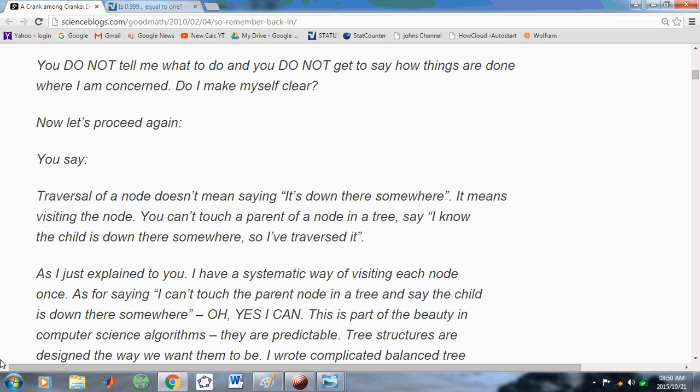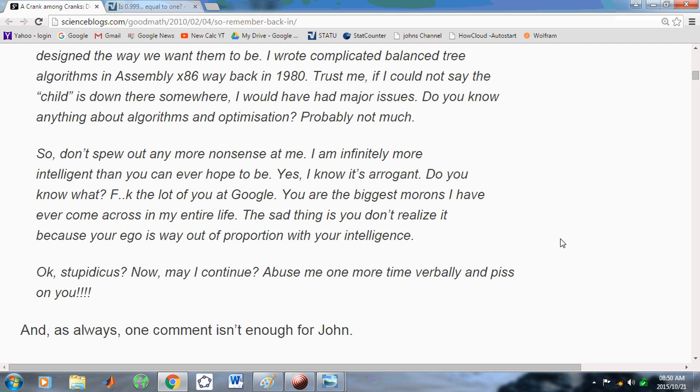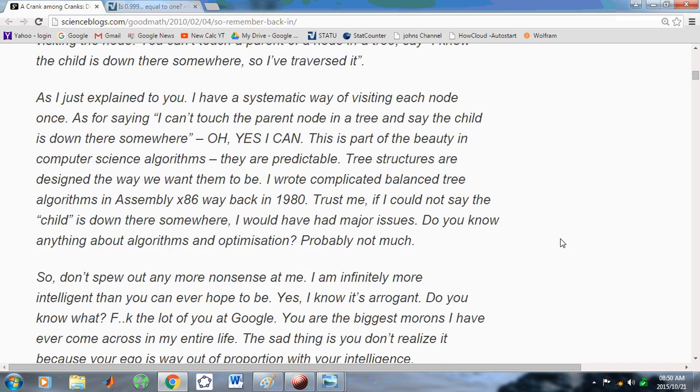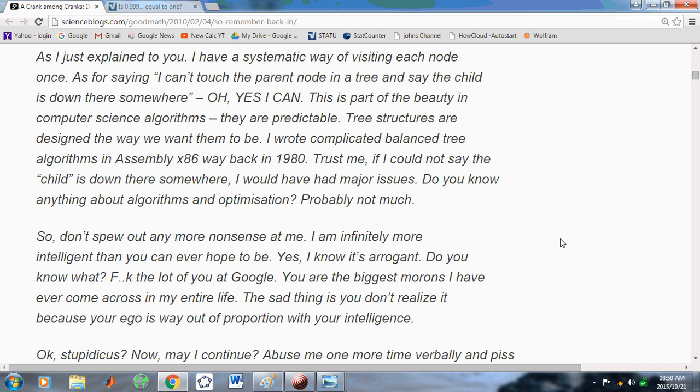Watch my response. As I just explained to you, I have a systematic way of visiting each node once. As for saying I can't touch the parent node in a tree and say the child is down there somewhere, oh yes, I can. This is part of the beauty in computer science algorithms. They are predictable. Tree structures are designed the way we want them to be. I wrote complicated balanced tree algorithms in assembly x86 way back in 1980. Trust me, if I could not say the child is down there somewhere, I would have had major issues. Do you know anything about algorithms and optimizations?